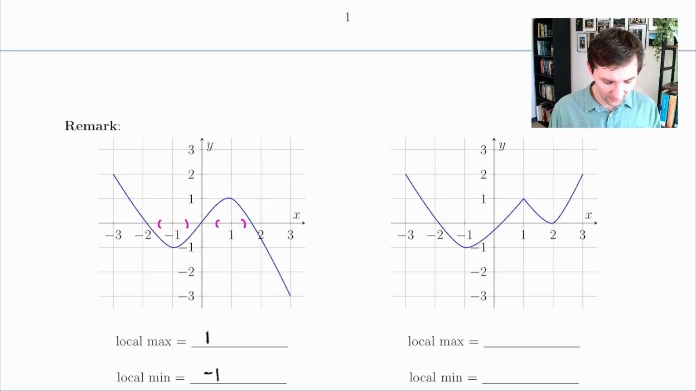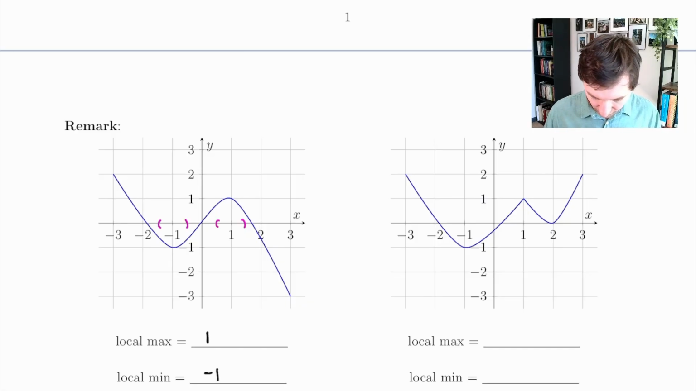Which means at x equal to -2.5, I do not get a local max or a local min, because no matter how small an interval I draw here, this will not be the highest nor the lowest point on that interval. In example number 2, I also have a few local maximums and local minimums.